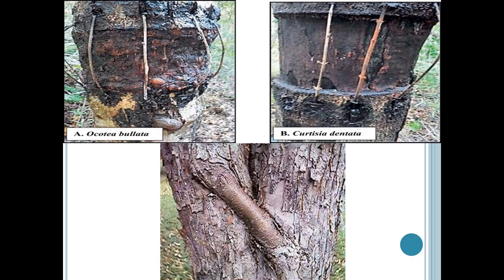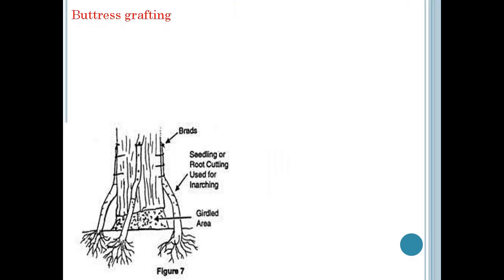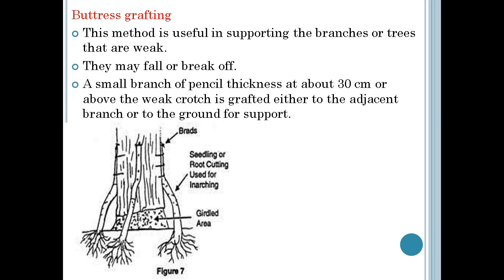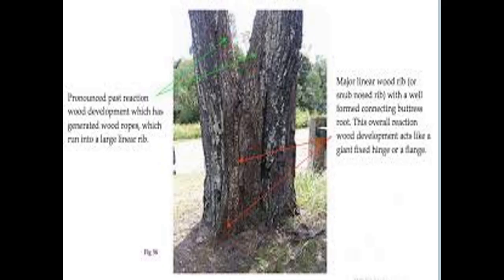Buttress graft. This method is useful in supporting branches or trees that are weak. They may fall or break off. A small branch of pencil thickness at about 30 cm or above the weak crotch is grafted either to the adjacent branch or to the ground for support.